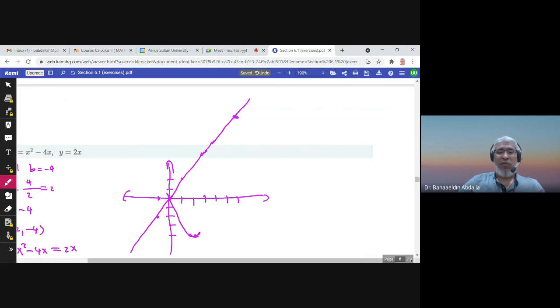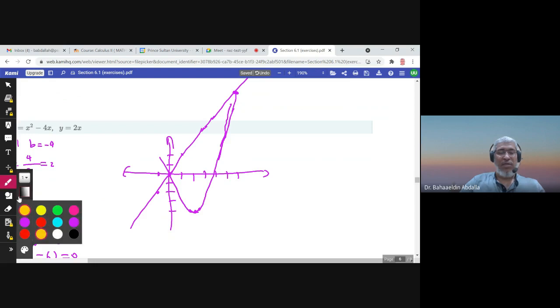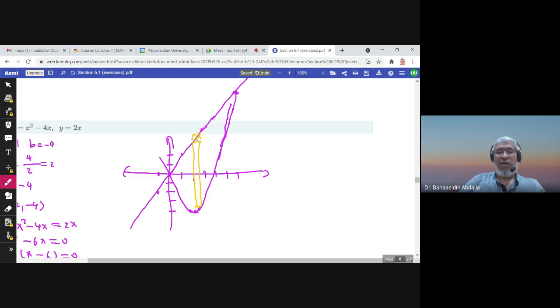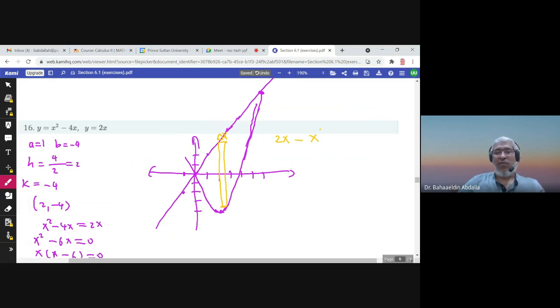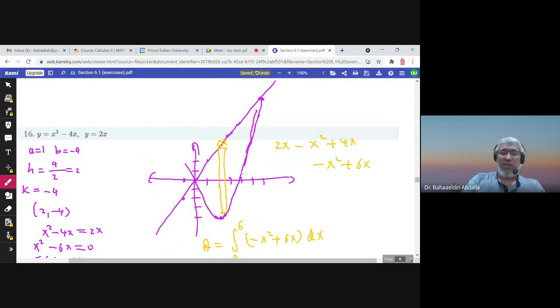So this curve would go like this and like this. Okay. So this would be the area between the curve and the line. And as you can see, a vertical rectangle will solve the problem here with delta x, and the height would be the line minus the curve, the parabola. Negative x squared plus 4x, so it would be negative x squared plus 6x, and the integral will give you the area: the integral of negative x squared plus 6x dx from 0 to 6.